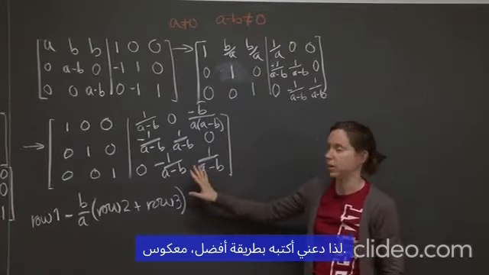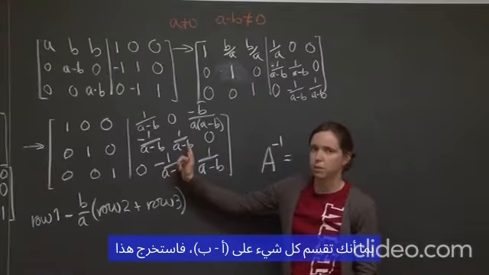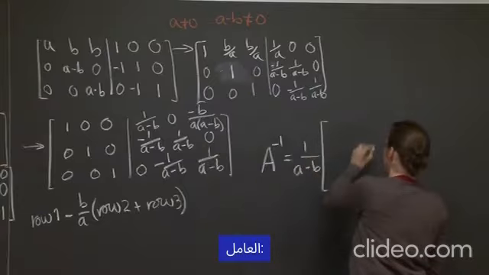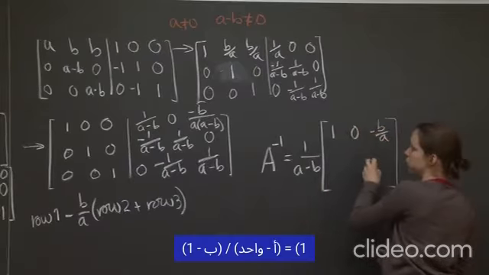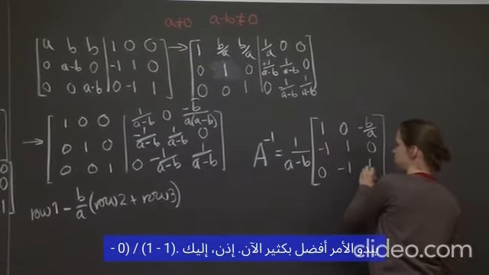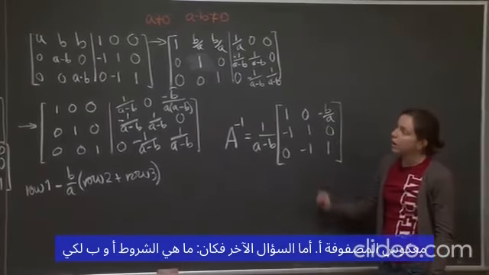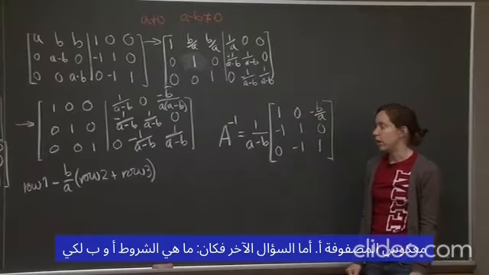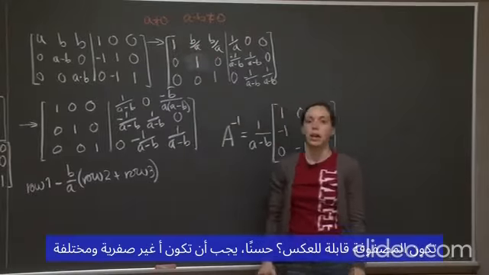So let me just write it in a nicer way. A inverse equals, see, you're dividing everything by a minus b, so pull out that factor. 1, 0, minus b over a, minus 1, 1, 0, 0, minus 1, 1. Looks much better now. So here's your A inverse. And the other question was, what are the conditions on a and b for the matrix A to be invertible? Well, a has to be non-zero, and a has to be different from b.